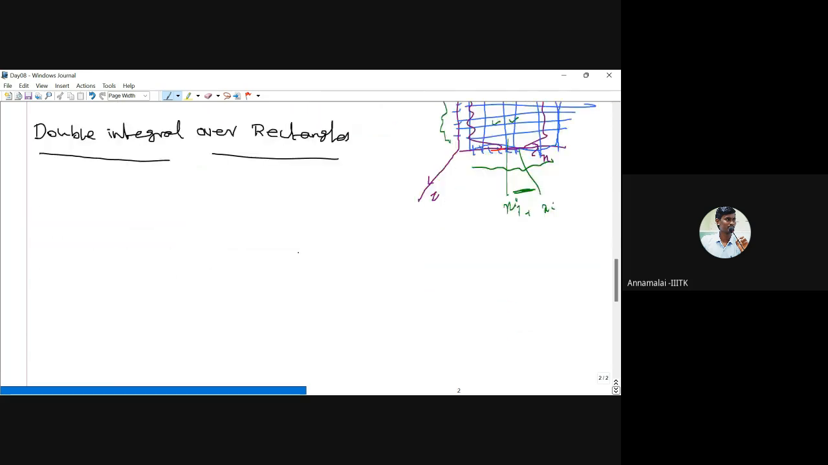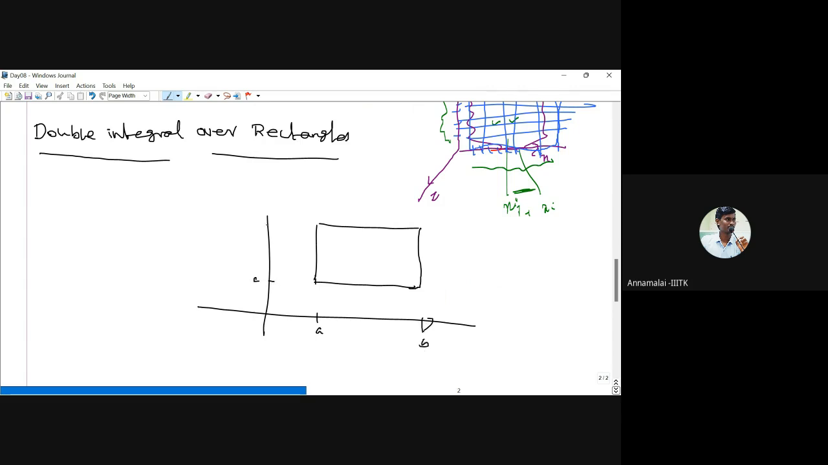So actually, how does the rectangle look? In the xy-plane, the rectangle looks like this. Maybe this is what we call a and this is b. Otherwise, in the xy-plane, the rectangle may be like this somewhere. This is our domain D. For the corresponding points here, I call this a and this b, and here we call this c and this d. We call the rectangle R.